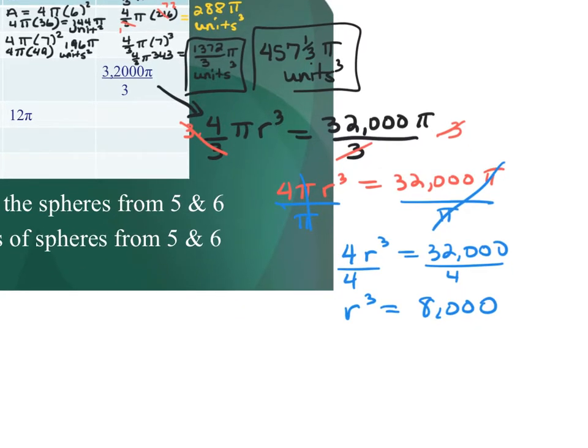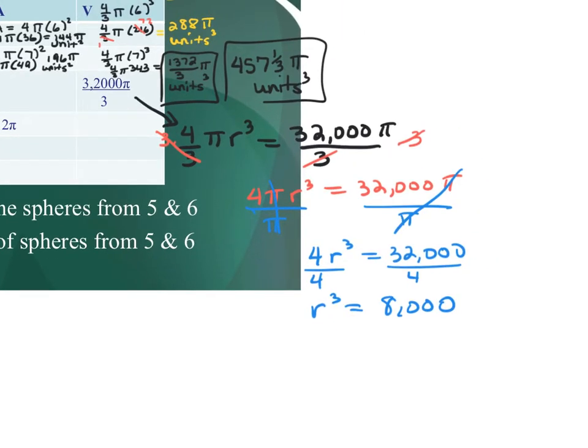Now, most of the scientific calculators do not have a cube root. Some of the graphing do. So what you would have to do is figure out what number times itself 3 times, when you cube root this, gives you 8,000. And that's going to end up being 20.